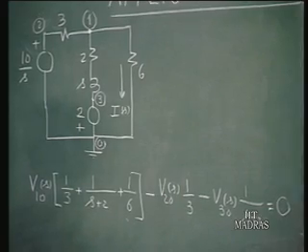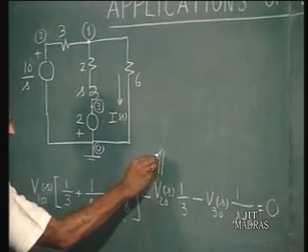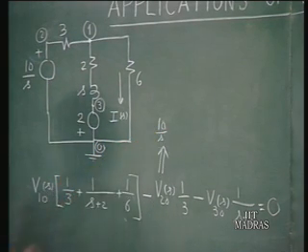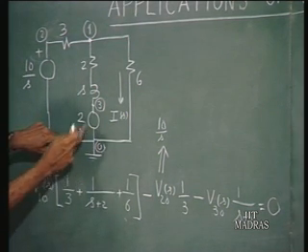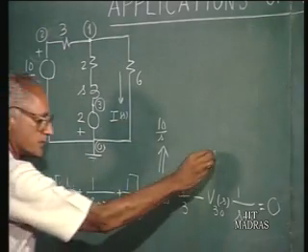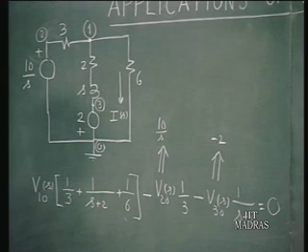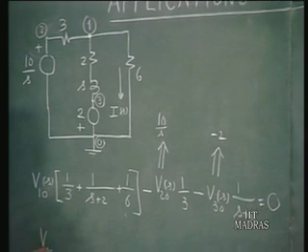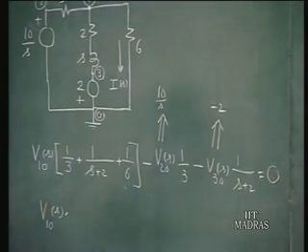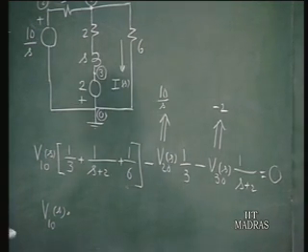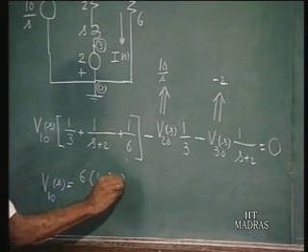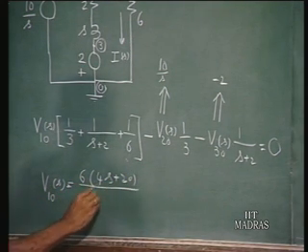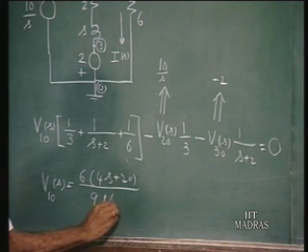Now in this equation, the only unknown is V10 of S, because V20 of S is known, that is equal to 10 by S. V30 of S is also known, since the polarity is such that the 0 has positive polarity with reference to 3, V30 can be written as minus 2. On substitution of these values for V20 and V30, we can get V10 of S. V10 of S can be calculated and shown to be 6 times (4s plus 20) divided by 9s times (s plus 4).